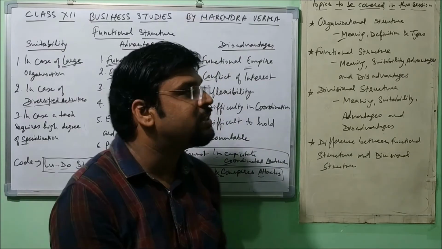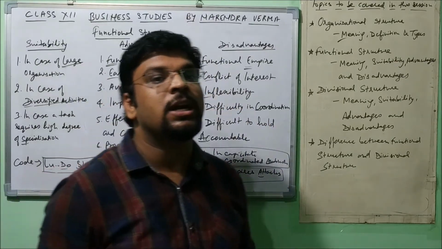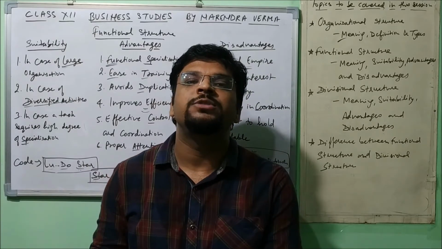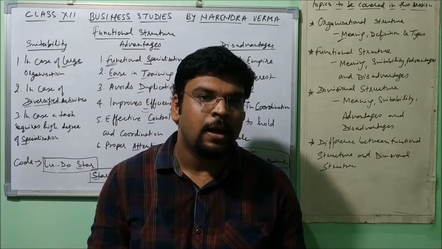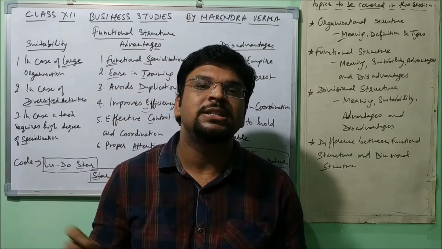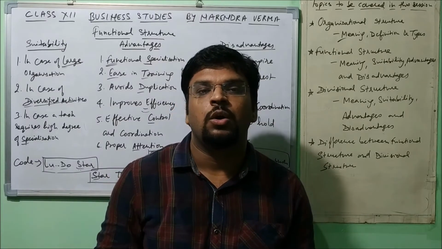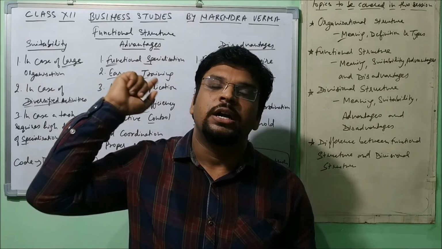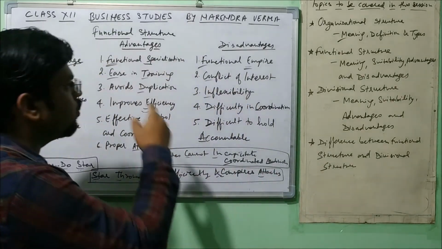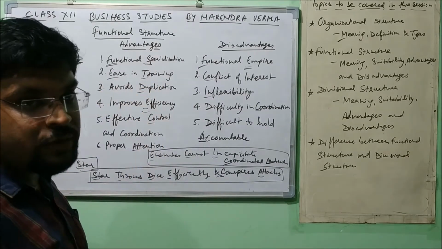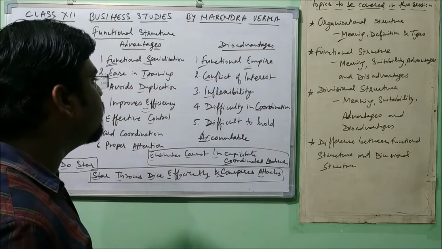That is known as the functional empire, where the departmental activities and objectives become more important for the employees who are working under it. Sometimes they supersede the interest of the organization only for the sake of the interest of the department. That should not be done. Understood? That is the disadvantage, because this is a kind of problem being noticed.